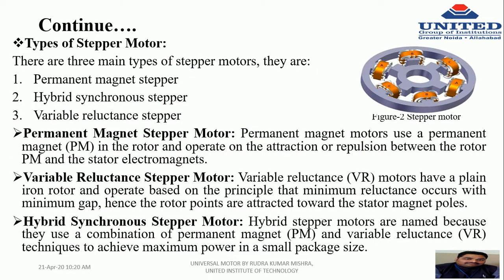The types of stepper motor: there are three types of stepper motor. There is a view of a stepper motor. These are the stator, that is the rotor. There are different windings, step windings, as discussed in the previous slide. Permanent magnet stepper motor, hybrid synchronous stepper motor, variable reluctance motor.